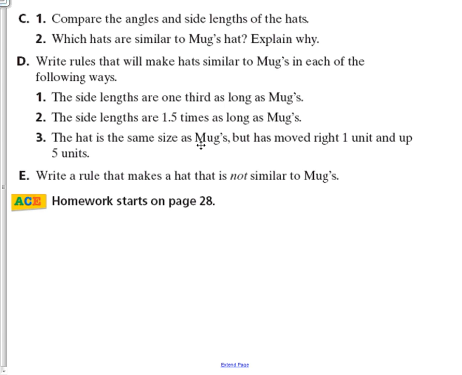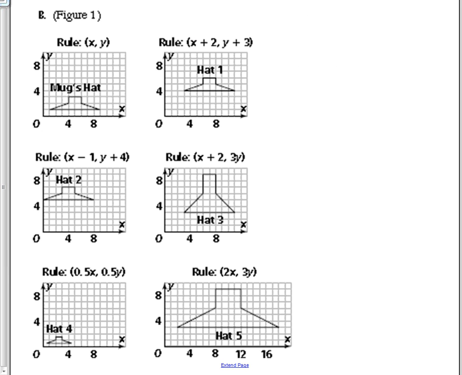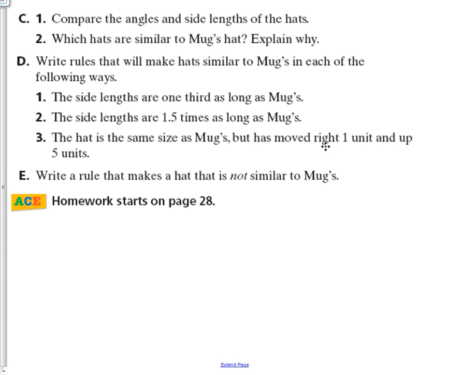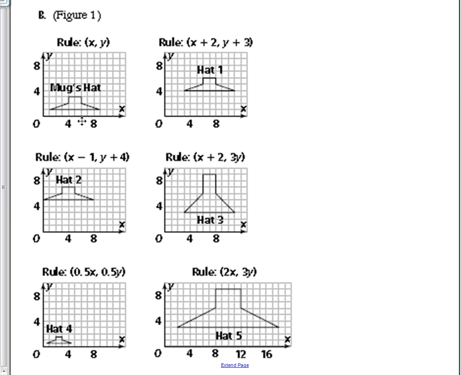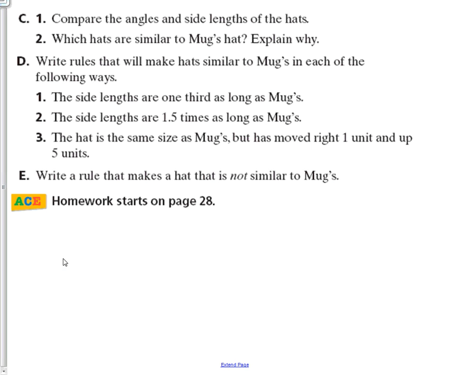And the hat is the same size as Mug's, but is moved right 1 unit and up 5 units. Remember, it's the same, but it moves. Again, it moves to the right 1 and up 5. This one moved to the right 2 and up 3. Look at this rule. Moved to the right 2 and up 3. You have to move it to the right 1 and up 5. How are you going to do that? Write that right here.